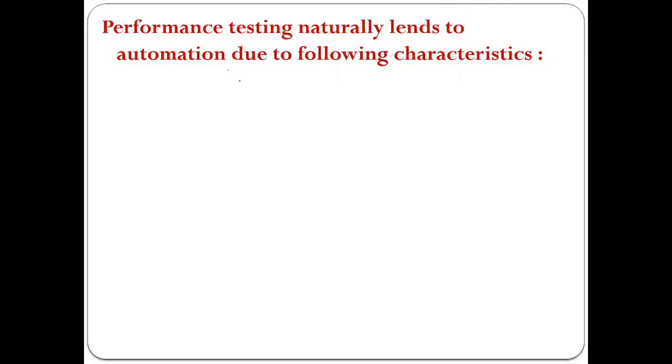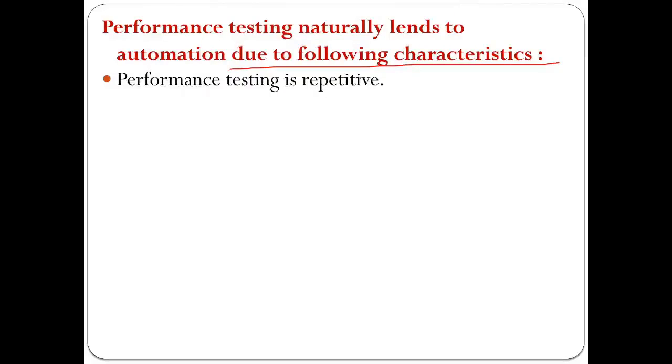Performance testing naturally lends itself to automation due to the following characteristics. Performance testing is repetitive. Why do you need to go for automation? Because performance testing is repetitive, because you're going to repeat it all the time. Like in the test cases we have seen, the ATM cash withdrawal requirement is repeated so many times. Once you have tested it with 2 seconds, once with 40 seconds, once with 50 seconds, and the same requirement again you have changed the configuration, you have changed the loading pattern. So that's why you need to go for automation.